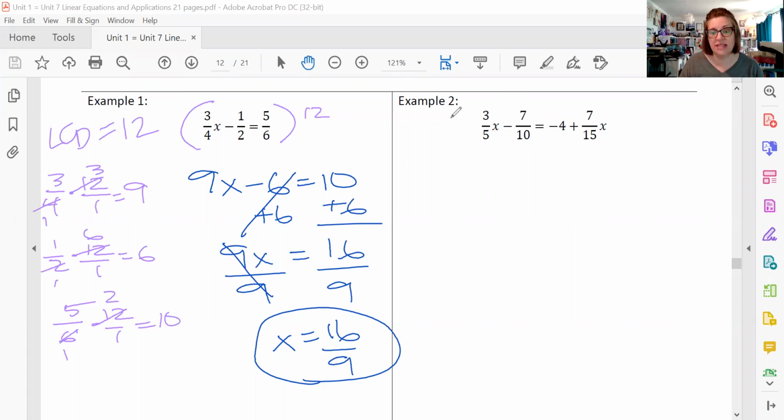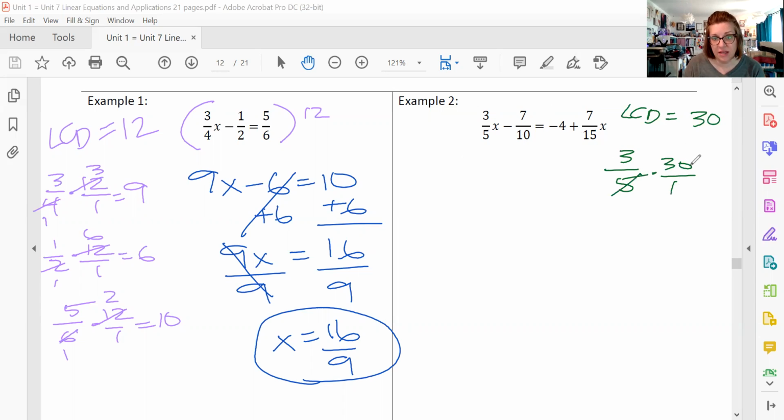Let's look at another example over here. So in this one, 3/5 x minus 7/10 equals -4 plus 7/15 x. Don't want to forget the x on there. This is the same thing. I've got three fractions right here. I have 5, 10, and 15 as my denominators. The least common denominator for these is going to be 30. 5 goes into 30, 10 goes into 30, and so does 15. So again, I'm going to come over here and do some math.